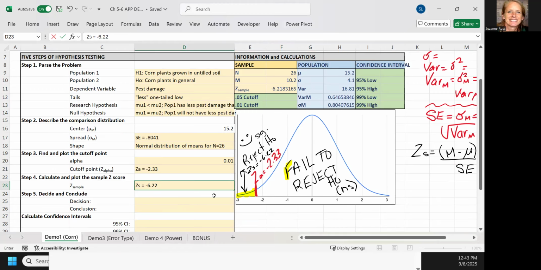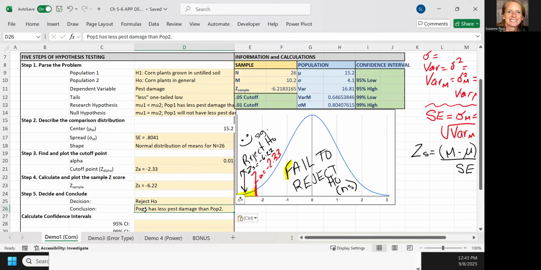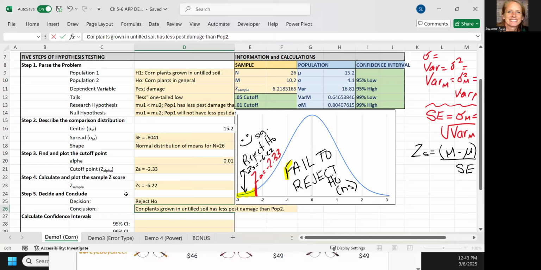This does allow us, because it's in the shaded region, to reject HO and state our hypothesis. We can just grab the text from up here and fill in the blanks and make sure it makes sense. So here's the basic statement. We know population 1 are these corn plants grown in untilled soil. We know it's not have because we've done the test now. Have less pest damage than corn plants in general.